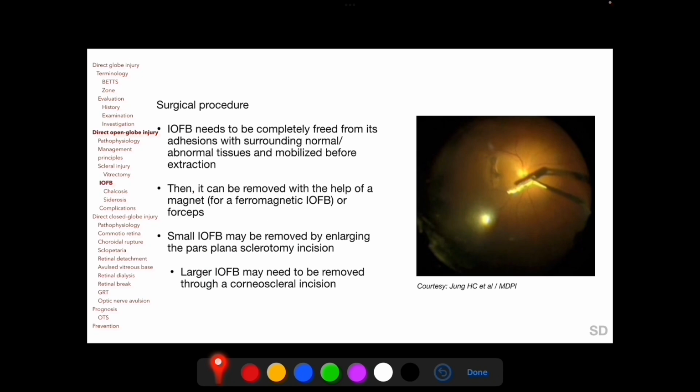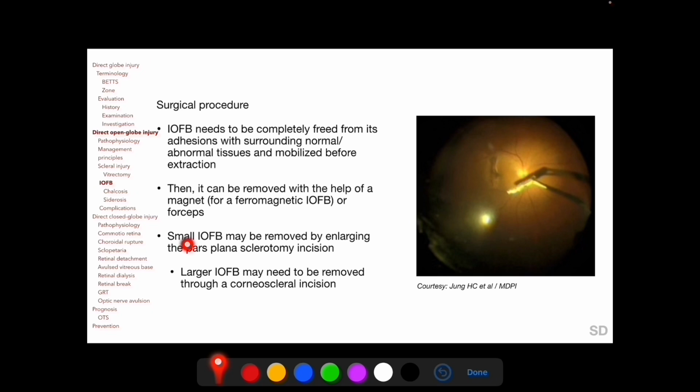During the surgical procedure for removal of an intraocular foreign body, the intraocular foreign body needs to be completely freed from its adhesions with surrounding normal and abnormal tissues and mobilized before extraction. Then it can be removed with the help of a magnet for a ferromagnetic intraocular foreign body or with forceps, as seen here in this intraoperative photograph.